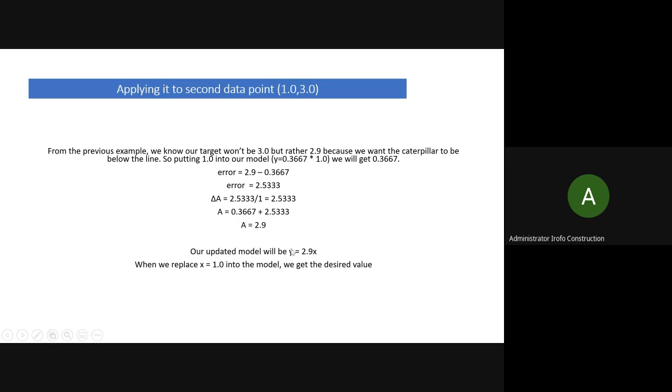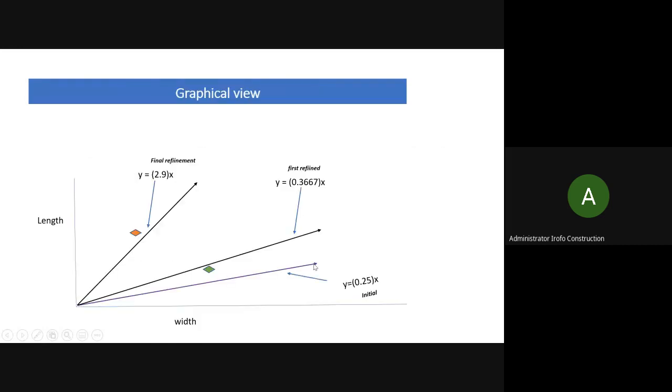So the new model now becomes y is equal to 2.9x. If you replace x by 1 here, the line you are going to get will be somewhere here. You can see this is the line. This is the line we had, y is equal to 2.9x. So there's the line for y is equal to 2.9x. The previous one was 0.36x.